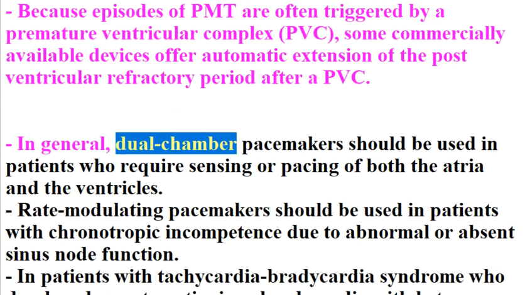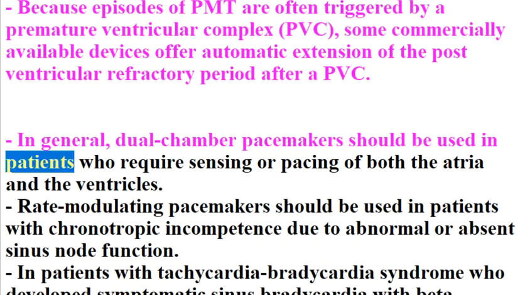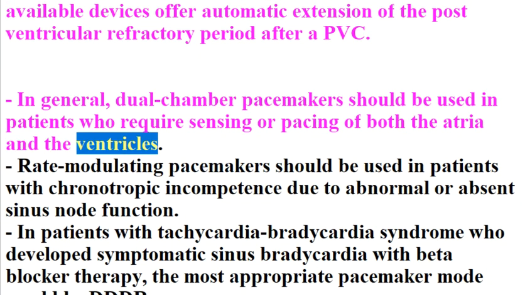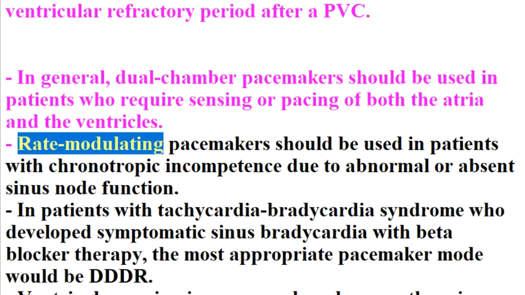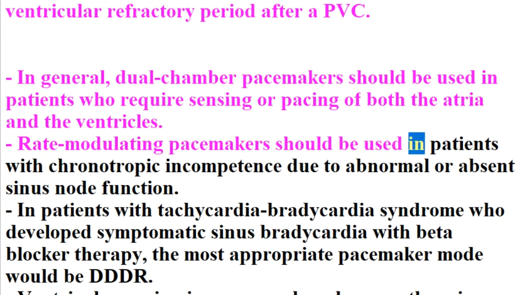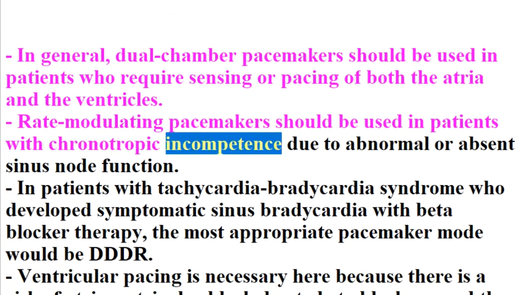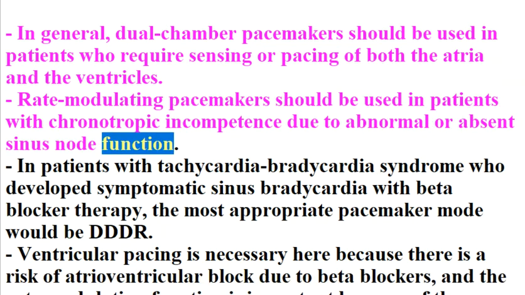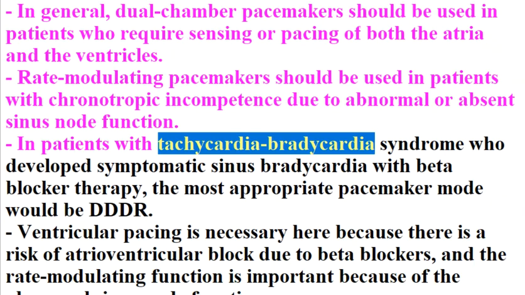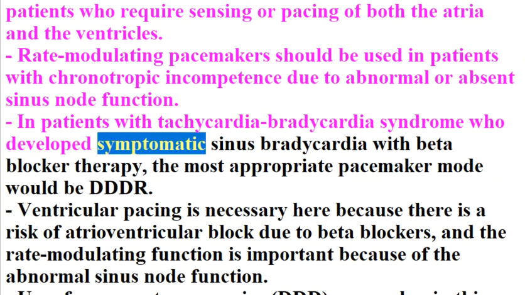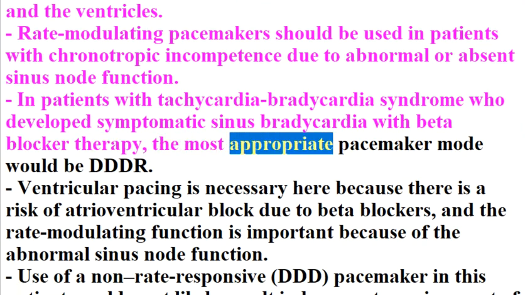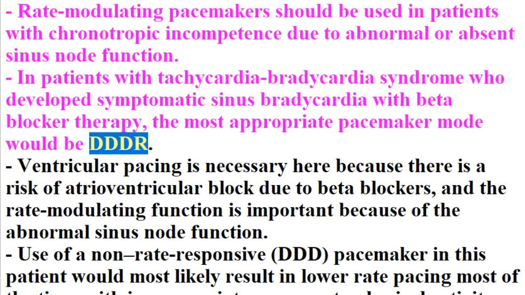In general, dual-chamber pacemakers should be used in patients who require sensing or pacing of both the atria and the ventricles. Rate-modulating pacemakers should be used in patients with chronotropic incompetence due to abnormal or absent sinus node function. In patients with tachycardia bradycardia syndrome who developed symptomatic sinus bradycardia with beta blocker therapy, the most appropriate pacemaker mode would be DDDR.